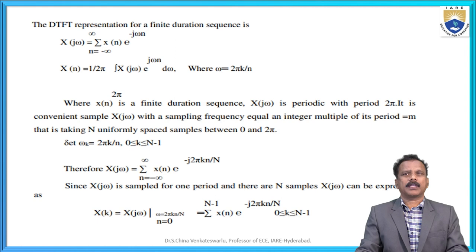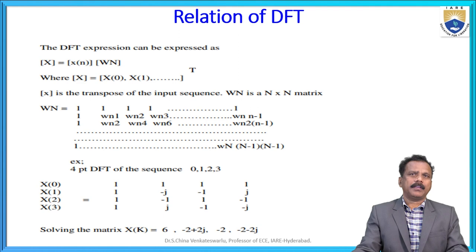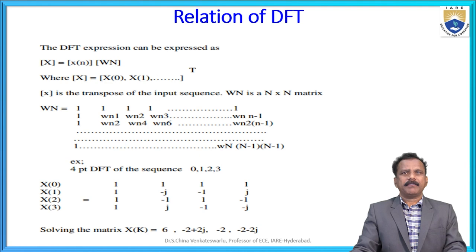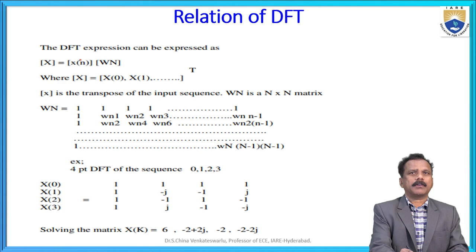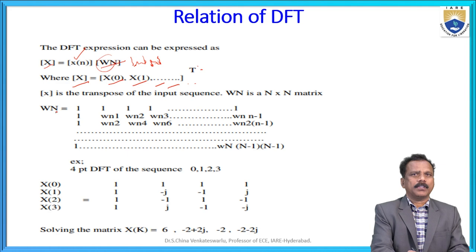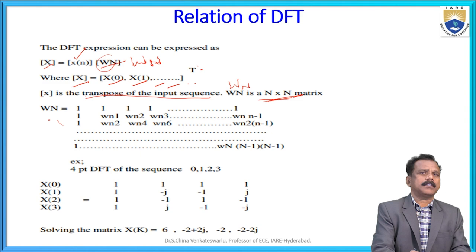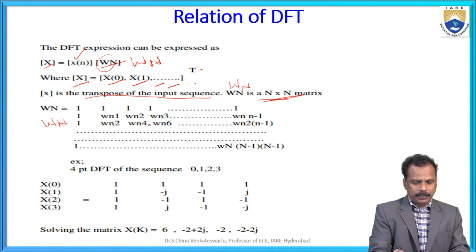There is a relationship with the DFT for efficient computation. The DFT expression can be expressed as X of n is equal to x of n into Wn, where x is x of 0, x of 1, x of 2, x of 3, all transpose T. X of n is the transpose of the input sequence, where Wn is the weighting function or twiddle factor. Wn is the N by N matrix, that is Wn is equal to 1 1 1 1 and so on. Here is our Wn according to this.